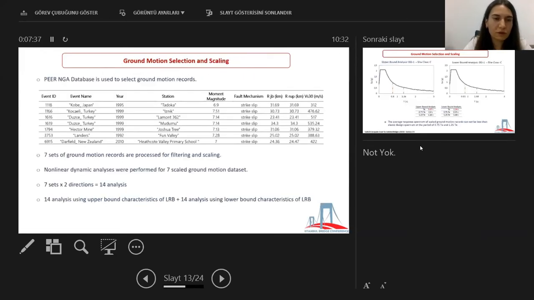PEER database is used to choose ground motion records that are compatible with the design spectrum. This table lists the records used in the analysis. 7 sets of ground motion records are processed for filtering and scaling. Then nonlinear dynamic analyses were performed in 2 directions separately for 7 scaled ground motion datasets, which means 14 records. 14 analyses using upper bound and 14 analyses using lower bound characteristics of LRB were performed.